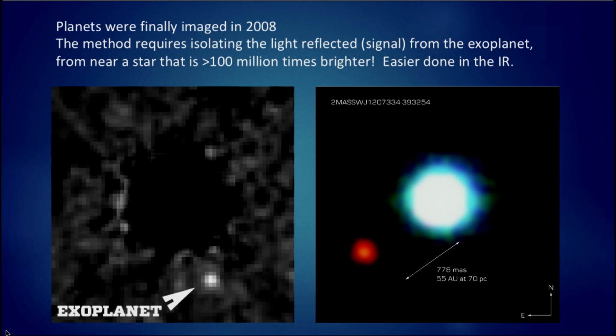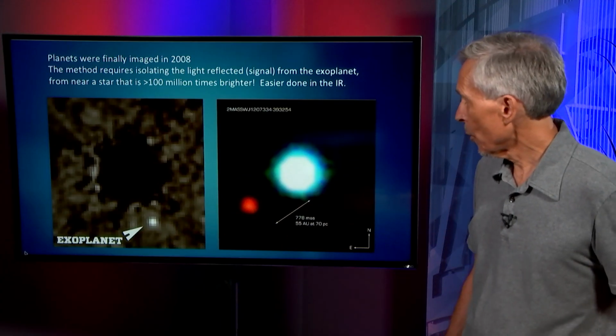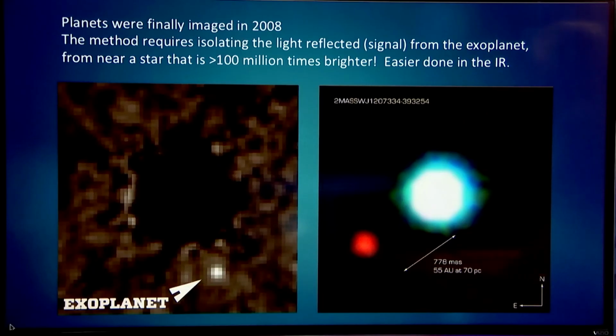Planets have been imaged both in optical wavelengths and infrared wavelengths, but it didn't happen until about a decade ago because the method requires such exquisite optical precision and suppression of the central starlight. Here's an example, a couple of examples. The one on the left is done with the European Southern Observatory, and that's an optical image where the central star has been blanked out and the exoplanet is directly visible. And the one on the right is done at infrared wavelengths, showing also clearly the exoplanet.